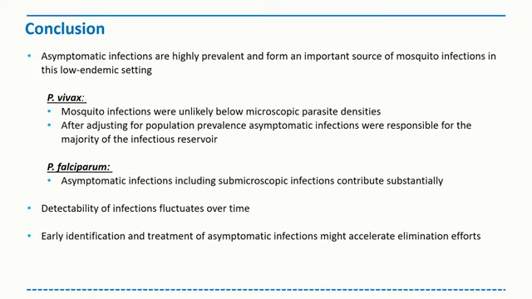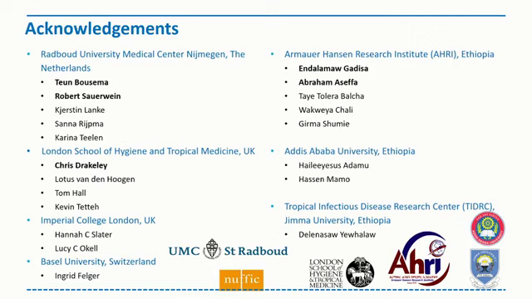And the other observation from our study is that detectability fluctuates substantially over time. And then we conclude that early identification and treatment of asymptomatic infections might accelerate elimination efforts by cutting the number of days these individuals will be infectious to the community.